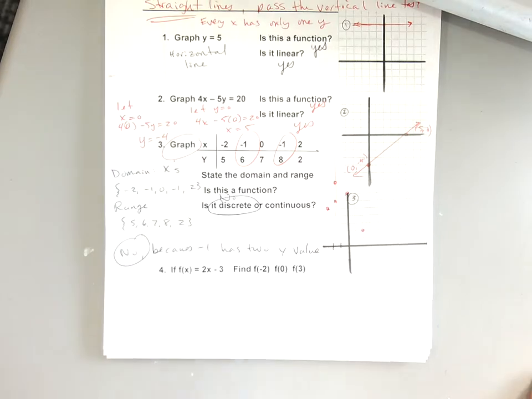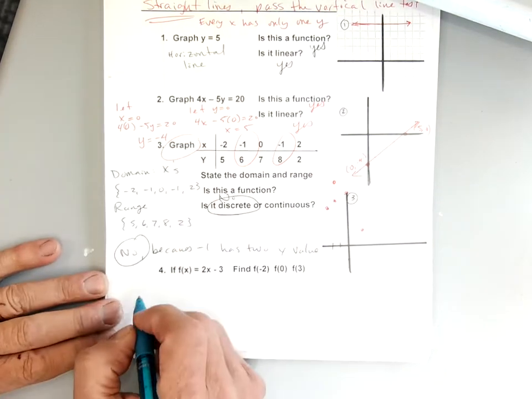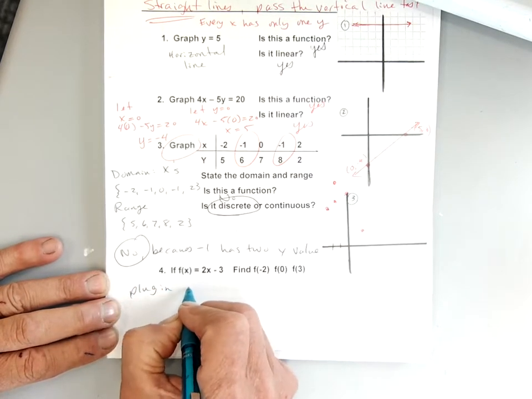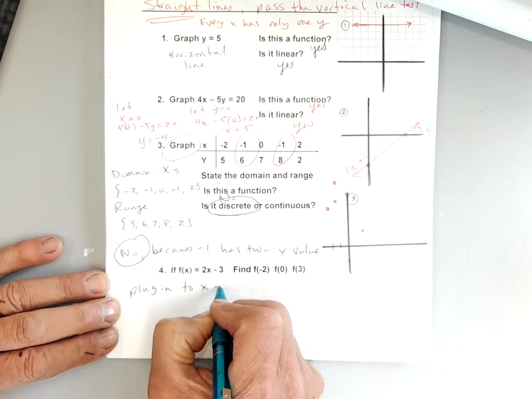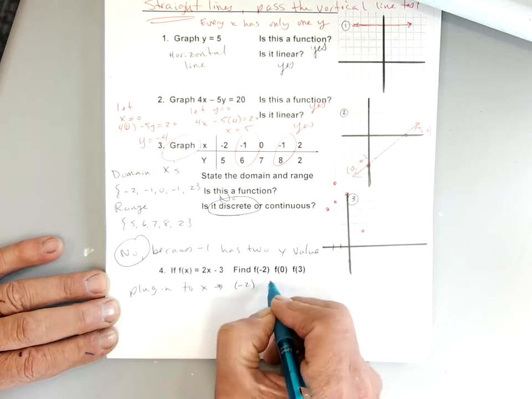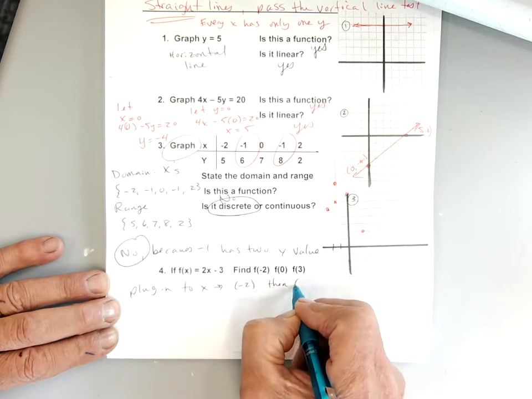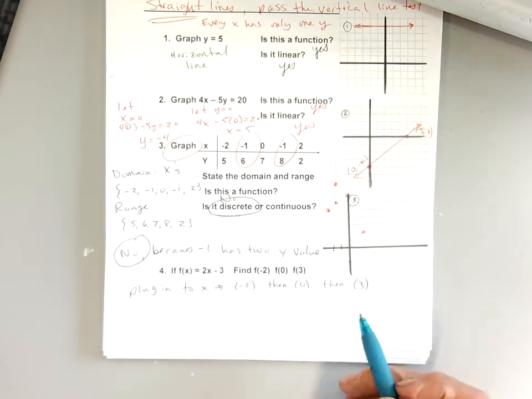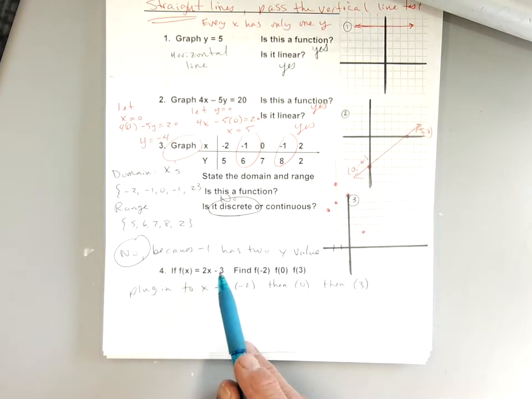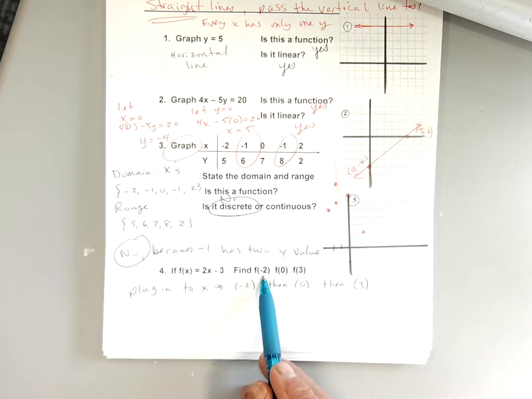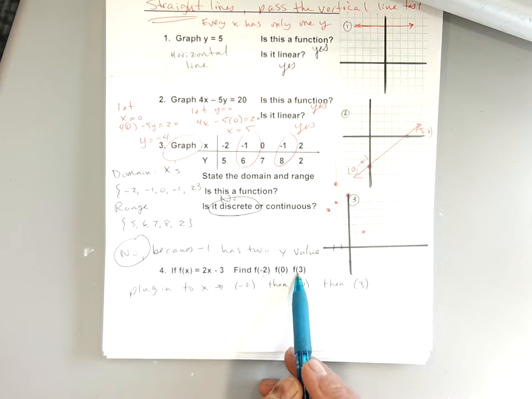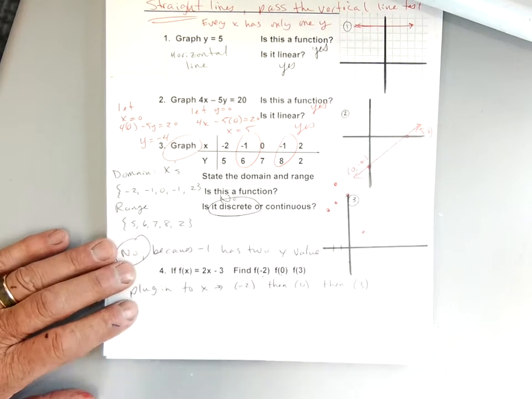Okay. Number 4. This is a question. It's weird with math. What it says is plug in -2, then 0, then 3. It says f of x, which is a function, is 2x minus 3. It says find f of -2. We're going to plug in -2. Then we're going to find f of 0. Plug in 0, then plug in 3. That's all we're going to do. So it's 3 questions.